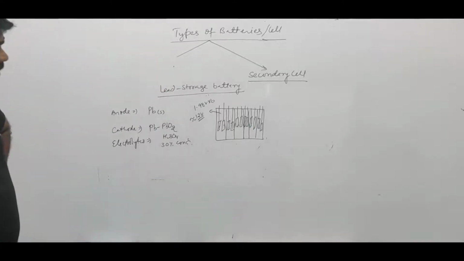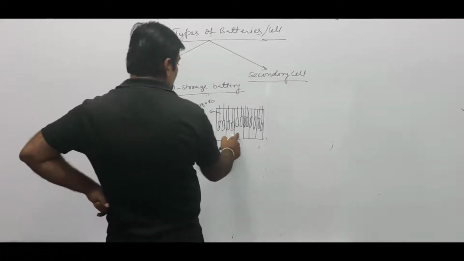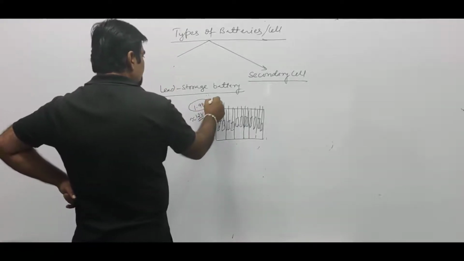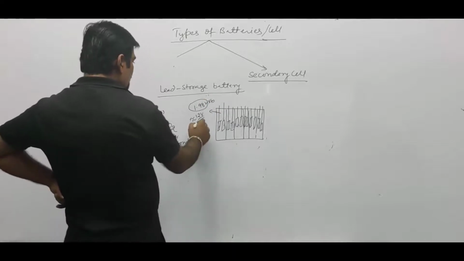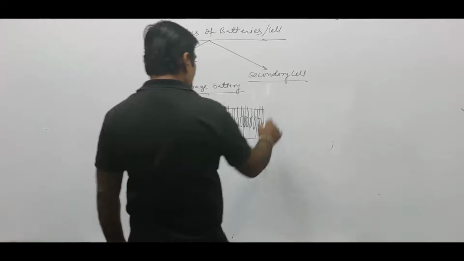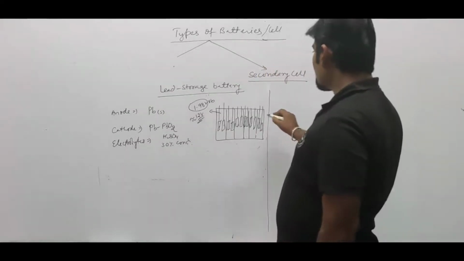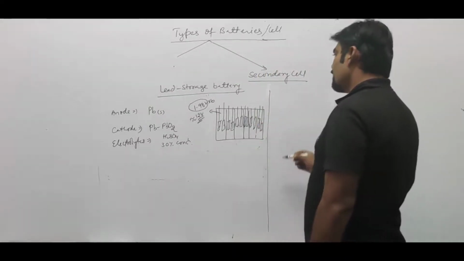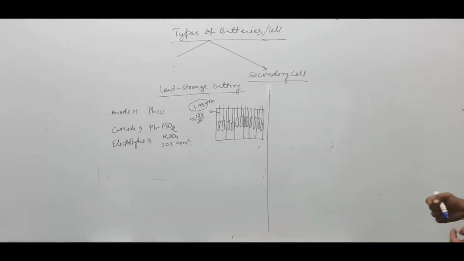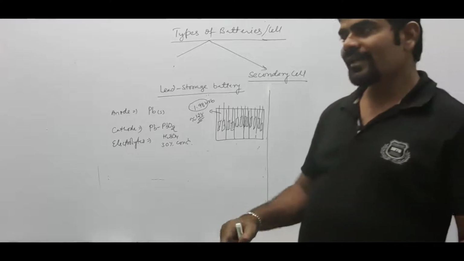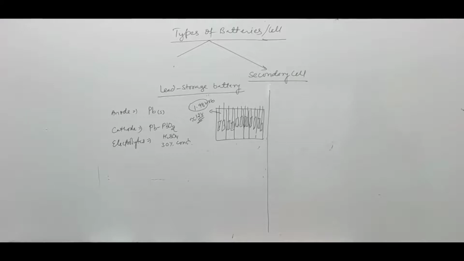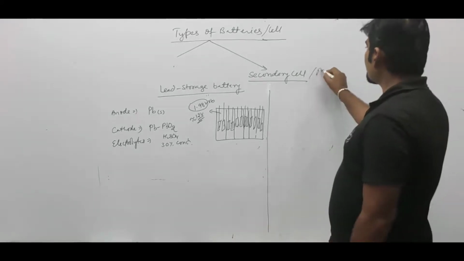So there are 6 different chambers. Each chamber will produce 1.98 volt. When it is multiplied by 6, it will be approximately 12 volt. Therefore, it is called a 12 volt battery. So what is happening? There are 2 types of reactions. When electric current is passed through them, whatever reactions have taken place at the anode and cathode get reversed back, and therefore this battery is a rechargeable battery.